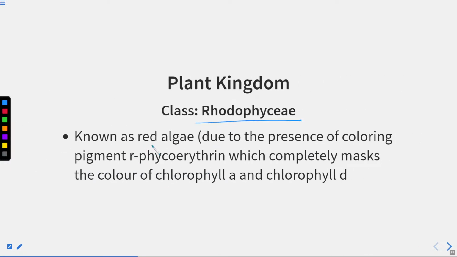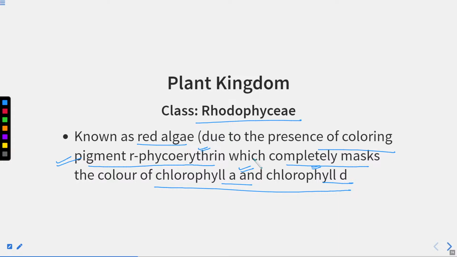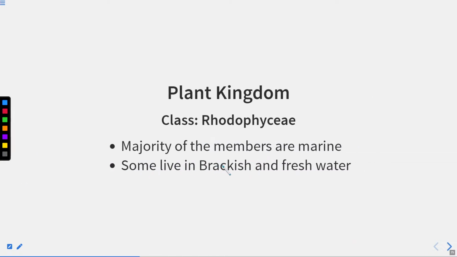Rhodophyceae, the third class, is also known as red algae, due to the presence of the coloring pigment R-phycoerythrin, which completely masks chlorophyll a and d. So again, it is green in color due to the presence of a and d, but it has lots and lots of red color pigment, that is phycoerythrin, and due to that it imparts a red color.